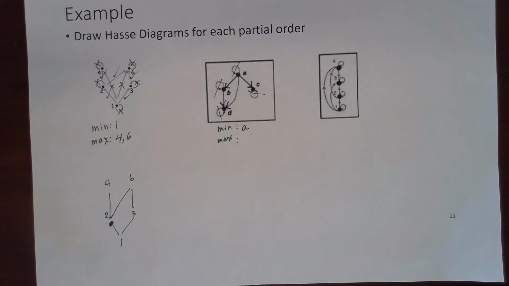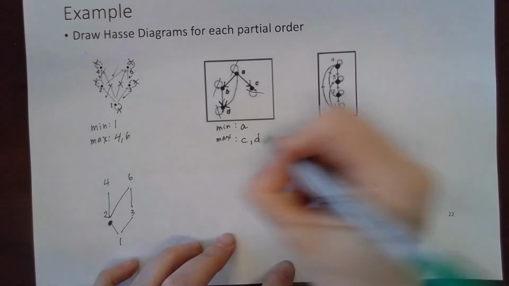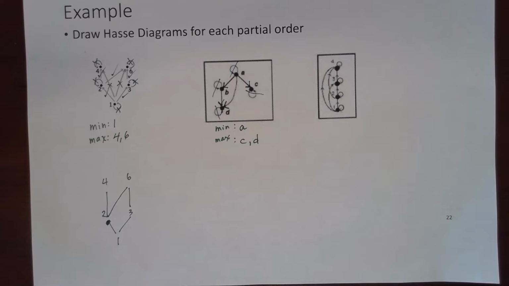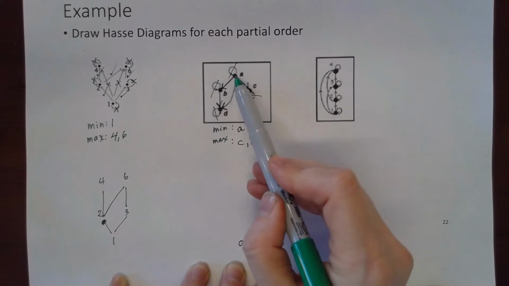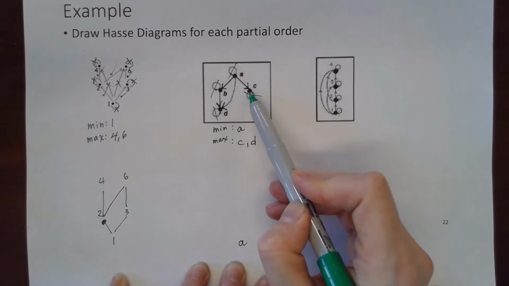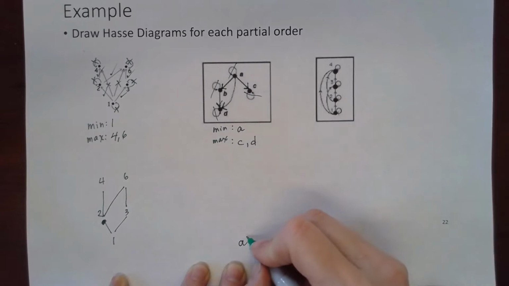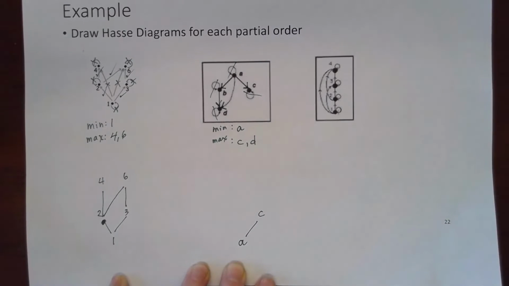How about any maximals? C and D. Okay. So that should be super helpful in at least a start point of A. Well, we know A is going to have to go to C. That's really the, I'll put that one like here. Okay, that takes care of this one.